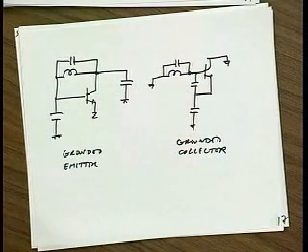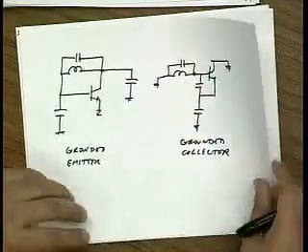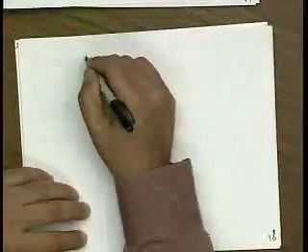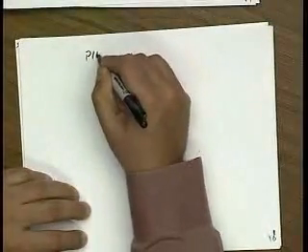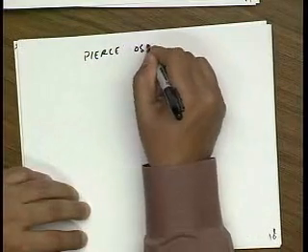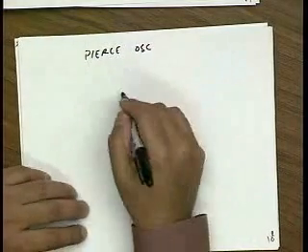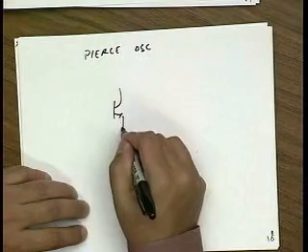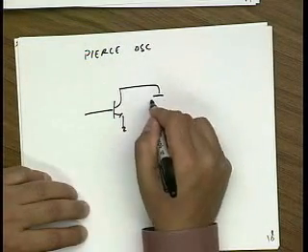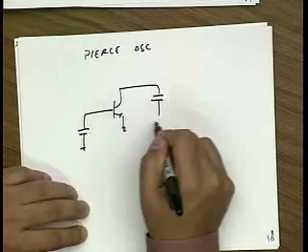Okay. Now let's look a little more specifically at some of these oscillators. I'm going to call the first one, the emitter grounded one, the Pierce oscillator. And the Pierce oscillator basically looks something like this.